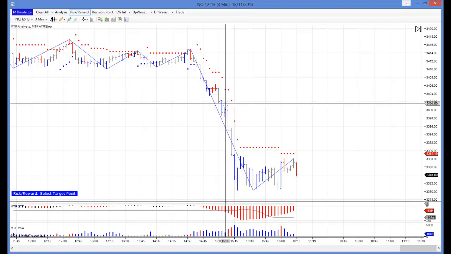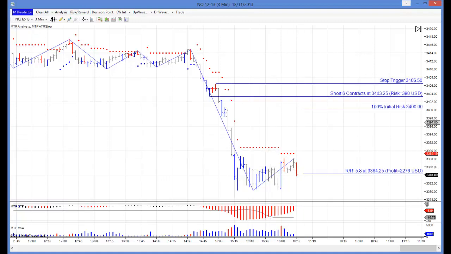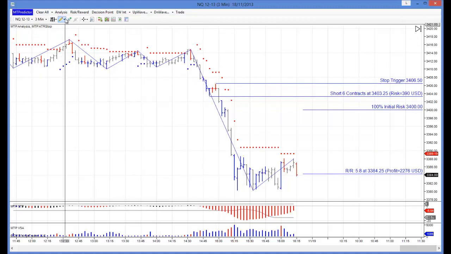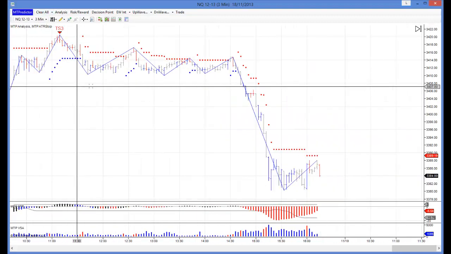You then don't have any particular target. You just run with your ATR stop, which would have held you in till about the close. So you could have had another trade here for potentially 5.8R profit. We normally do this in and around our DP levels, which is our potential support and resistance levels.